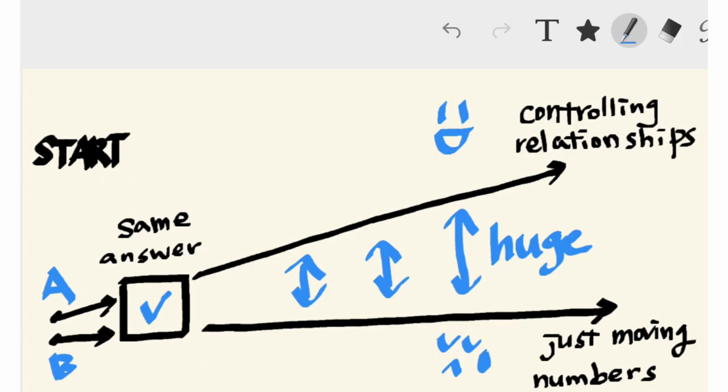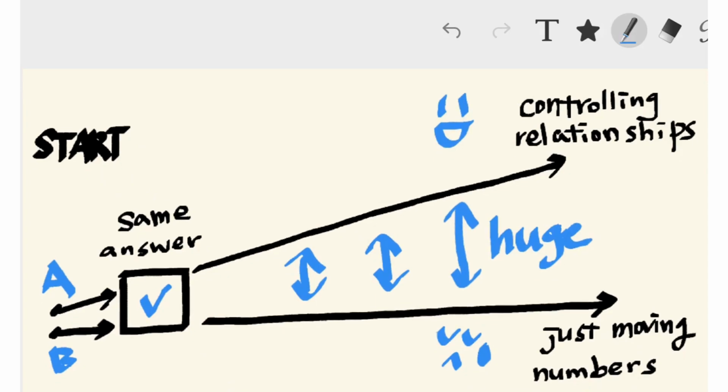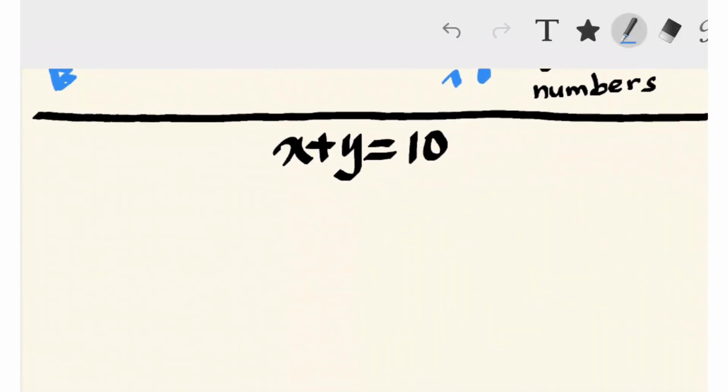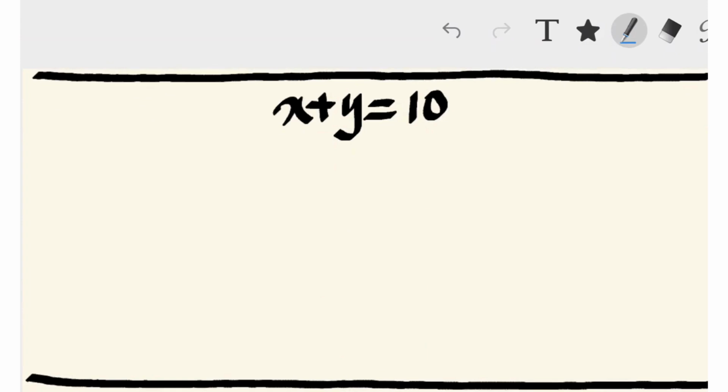Let's try something more realistic: x plus y equals 10. Question: can you find x? No. Can you find y? No. But does this equation still mean something? Yes, it means these two values are connected.